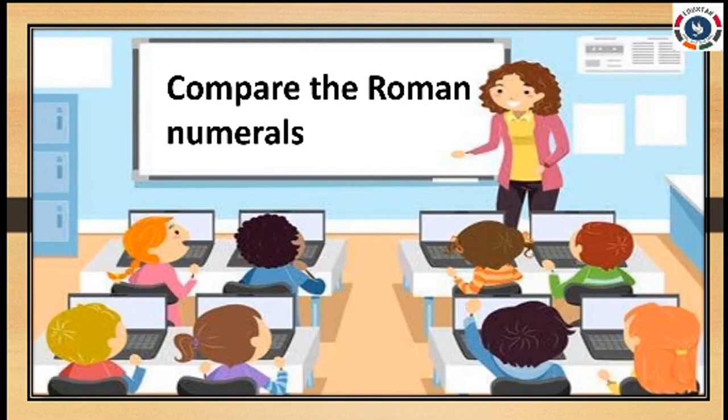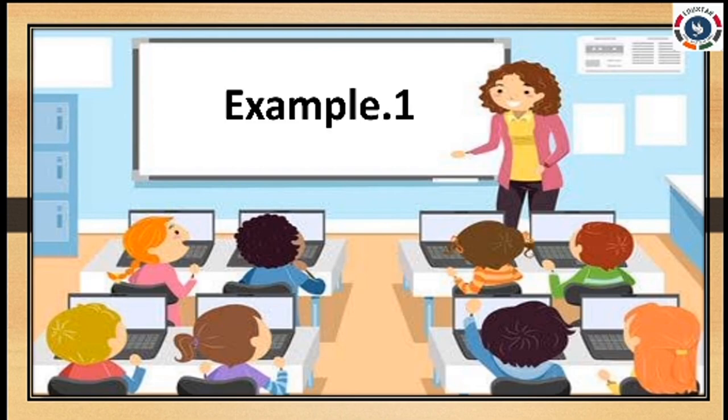What do you mean by compare the Roman numerals? If I give 2 Roman numerals, I am asking you to find which is the greatest, which is the smallest. What you have to use to find? Symbols you want to use. So less than symbol or greater than symbol or equal to symbol. Use those symbols to find. Okay, let's see. Example 1. Now you see here.